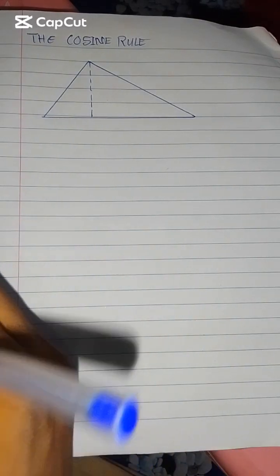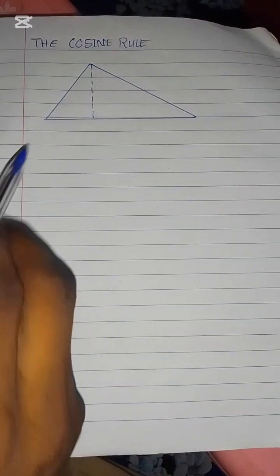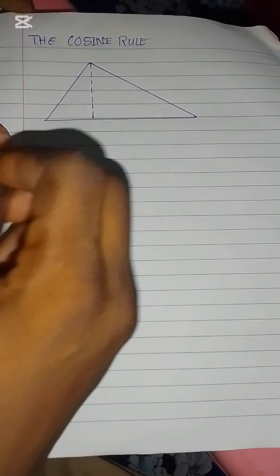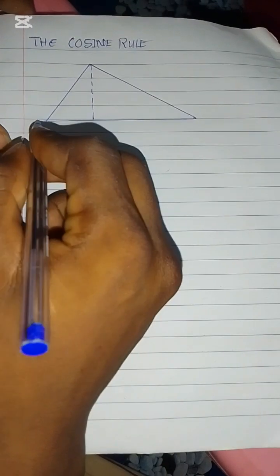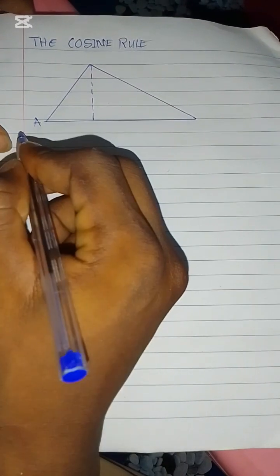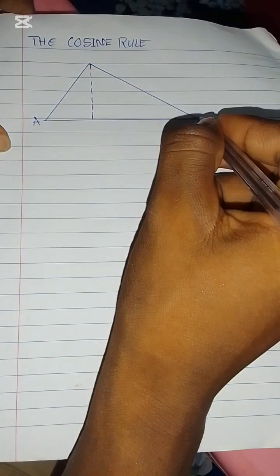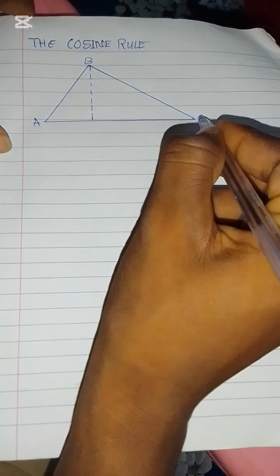How to prove the cosine rule using a scalene triangle. To start, I'll first name this angle here A, name here B, and name here C.